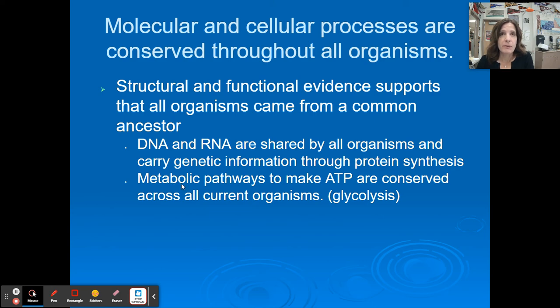And if you remember back to metabolism, everything has to have a way to make ATP, and all organisms on the planet do glycolysis. That is a conserved process, which means that it's more likely that all organisms came from a common ancestor that did glycolysis than that each organism or species evolved glycolysis on its own.